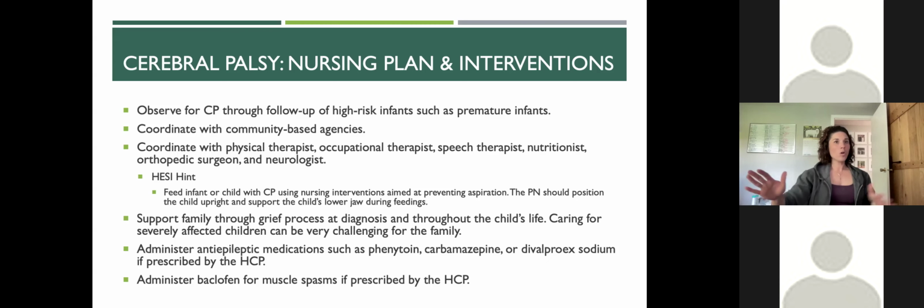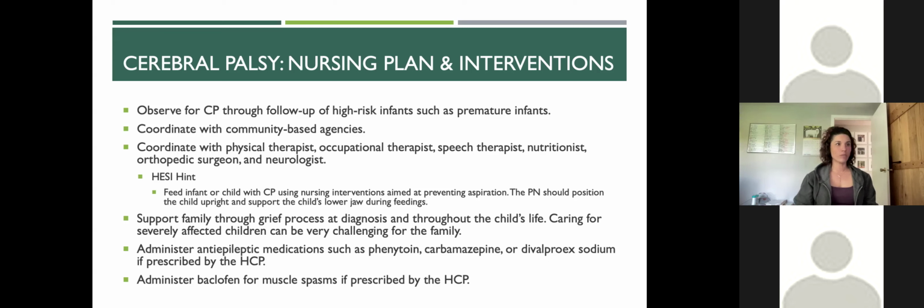And this whole process, this diagnosis, unfortunately, is a lifelong limitation that the child and their family faces. So they do need a lot of support, especially with the severely affected children that are wheelchair bound, total care patients, where they're relying on somebody else for everything to stay alive. So those can be very challenging and draining.